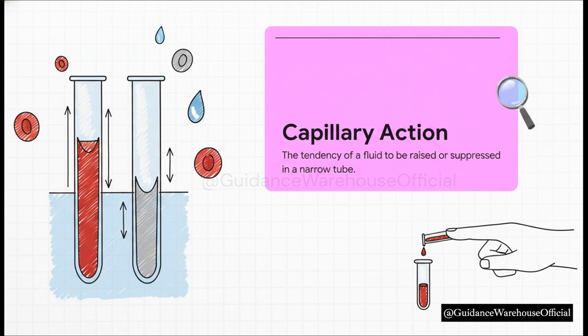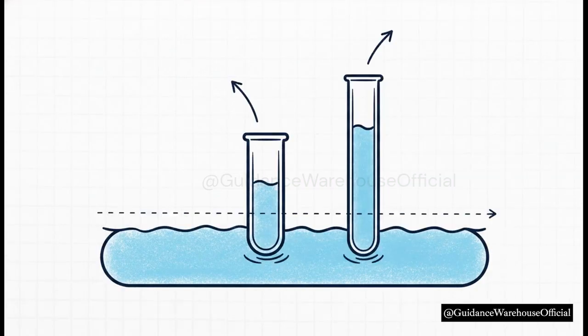But remember mercury from earlier? Mercury's cohesive forces are so immensely strong that it actively resists the glass. So in a tube, mercury curves downward and is suppressed. It's pushed even lower than the surrounding surface level. So, to calculate exactly how high a fluid will rise, which we'll call height, or h, we use this formula. I know it looks a bit complex, but it's really quite logical.